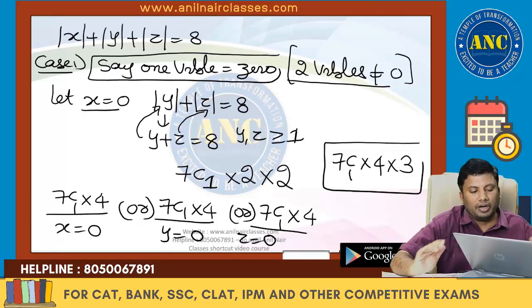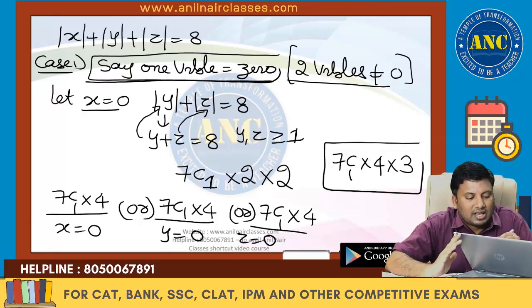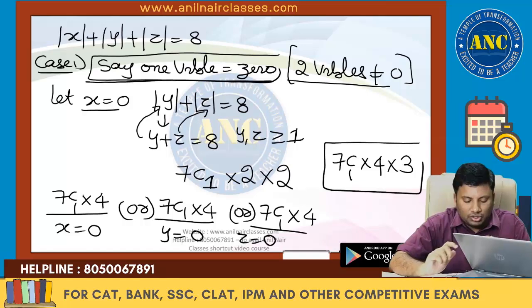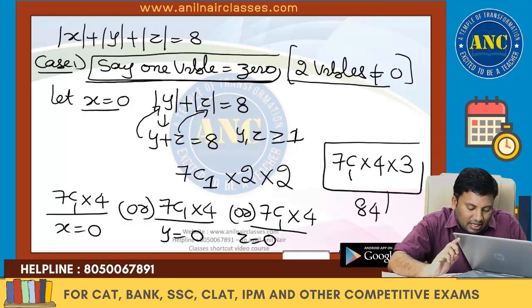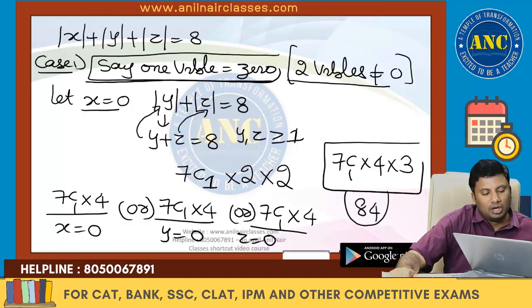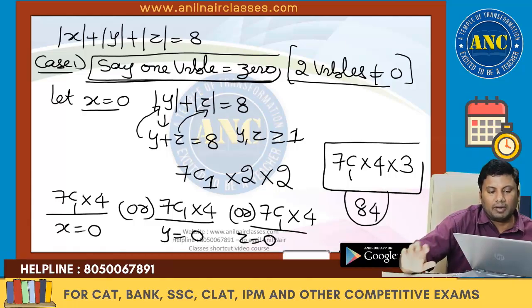7C1 into 4 into 3. What is the first case? One variable should be equivalent to 0. 12 sevens are, answer is nothing but 84. I hope you are understanding the concept.